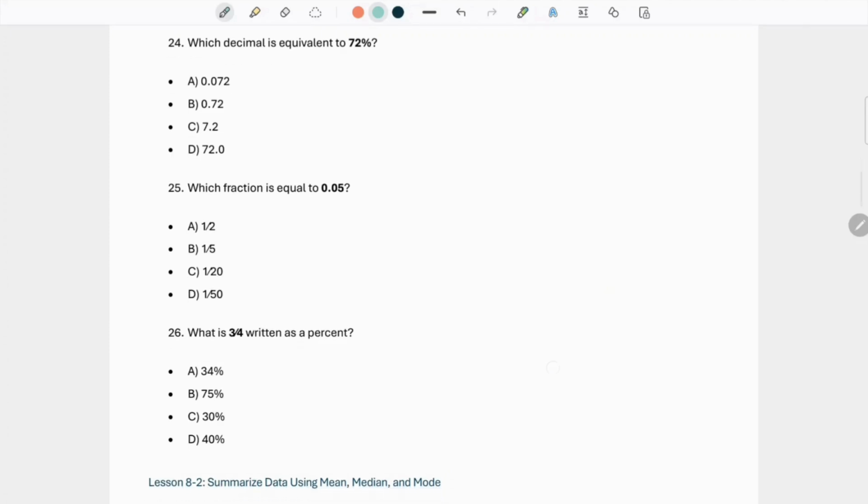It says, which decimal is equivalent to 72%? Now, when we've got a percentage, again, it's easier to convert it to a fraction first and then convert it to a decimal. So we know percentages are out of 100, so 72 out of 100, which is the same as saying 72 divided by 100 actually. So we've got a decimal point here, 1, 2. Decimal point goes there, so we end up with 0.72, which is B.